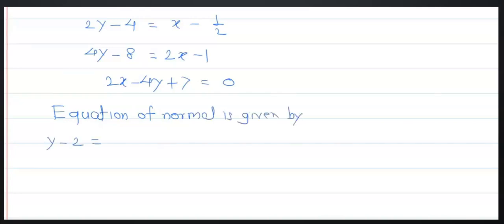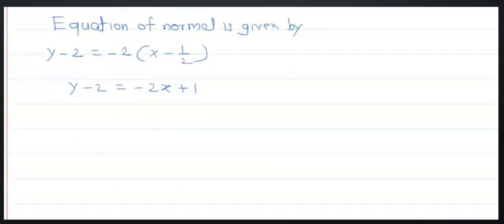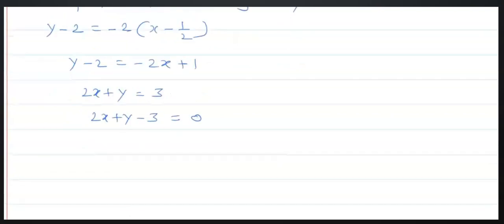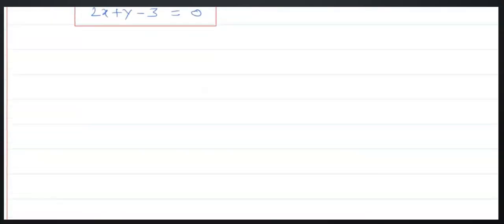Now the equation of the normal is given by y minus 2 is equal to minus 2, which is the slope of the normal, in bracket x minus 1/2. And now simplify this equation. That is 2x plus y is equal to 3. Therefore 2x plus y minus 3 is equal to 0. This is the equation of the normal. And these are the equations.